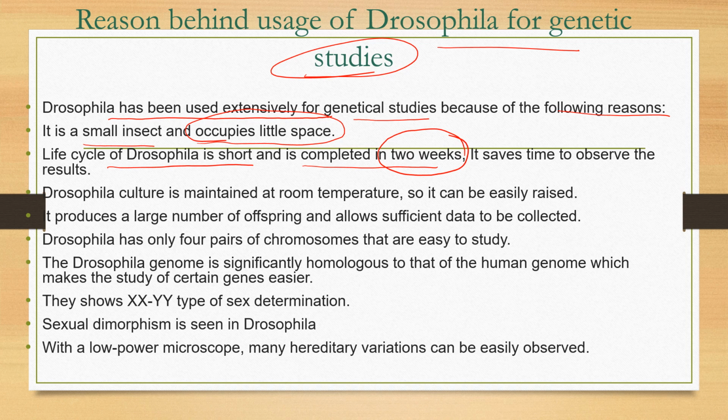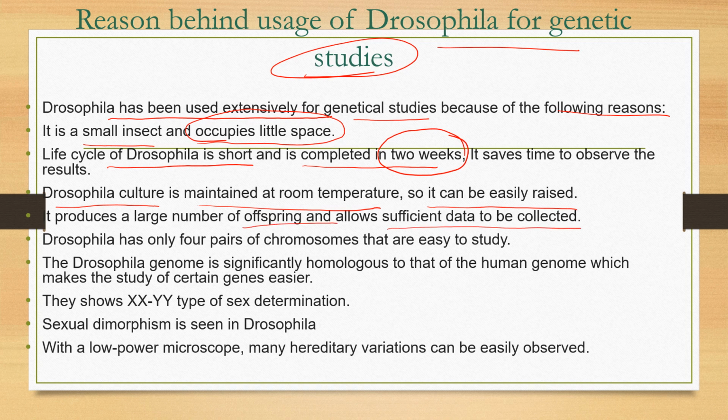Next, the Drosophila culture is maintained at room temperature, and so it can be easily raised. What is the meaning of maintained at room temperature? It is actually grown in the lab. The procedure is very easy and it is grown in a simple and synthetic medium. So the culturing of Drosophila is quite easy, and it produces a large number of offspring and allows sufficient data to be collected.